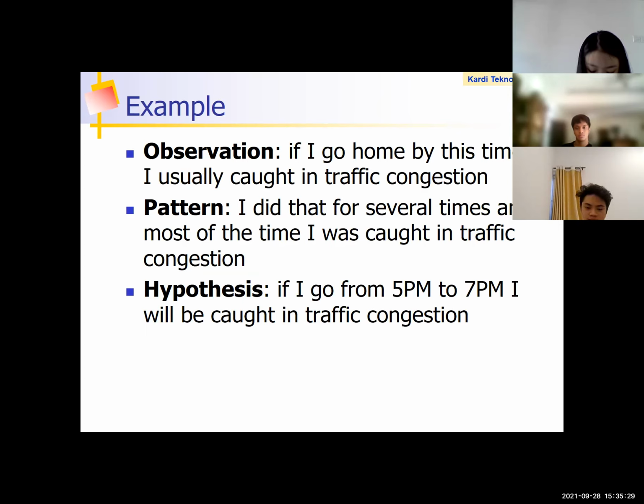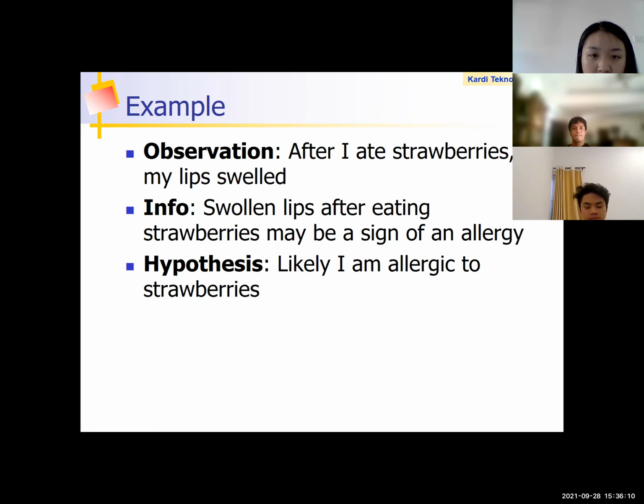This is common. If you live in Jakarta, and I'm not sure about Surabaya, you can have this problem. If I go home at this time, say between 5 and 7, I usually get caught in traffic congestion. Okay, that is the observation. The pattern: I did that several times at that time, and most of the time I was caught in traffic congestion. So the hypothesis: if I go home from the office between 5 and 7, then I will be caught in traffic congestion. Right, the same thing.